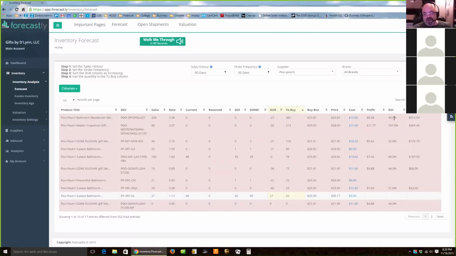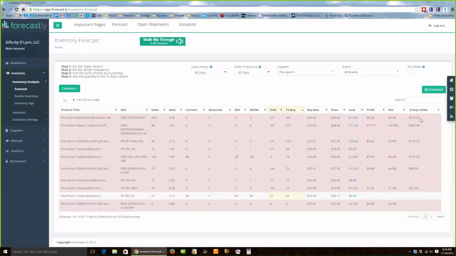your ROI, and then the 15-day COSO is the cost of stock out. So if you're out of stock for 15 days, that's what it will cost you in profit. So that's a real good way to say, if you don't have enough money to order 385 of these, if you sort by to buy, it's kind of self-evident usually, but you can say, okay, it costs me $512 if I don't order these. But if I skip these, it's only going to cost me $68. So I'm going to dump everything I have into here first. This is based on your current sales rate, or your sales rate for the sales history, plus the current price and your current cost, is what the cost of stock out shows you.